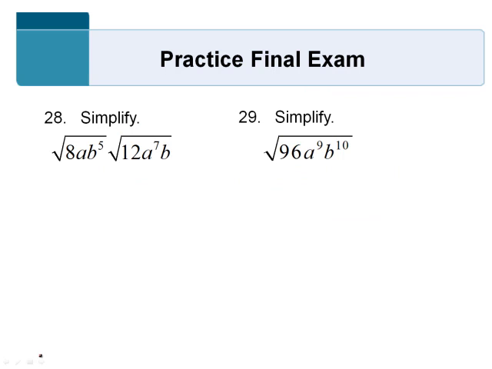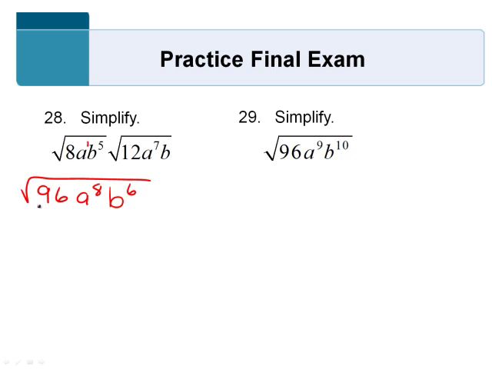All right, 28 and 29, we're looking at square roots, which was what we had on the last test on chapter 4. So this operation, there's no operation sign between those radicals, so it's understood to be multiplication. Okay, so the first thing we're going to do is multiply 8 times 12, which gives you 96, and if we add the exponents, a to the 8th and b to the 6th.